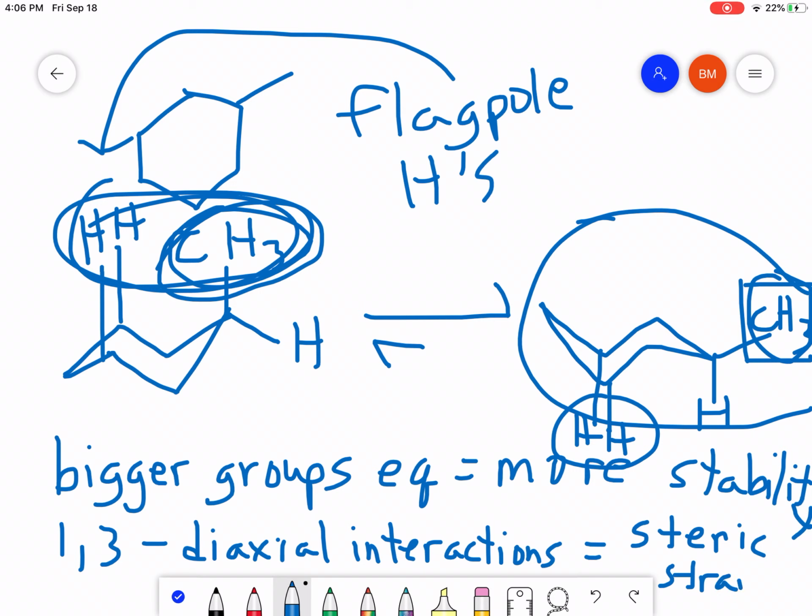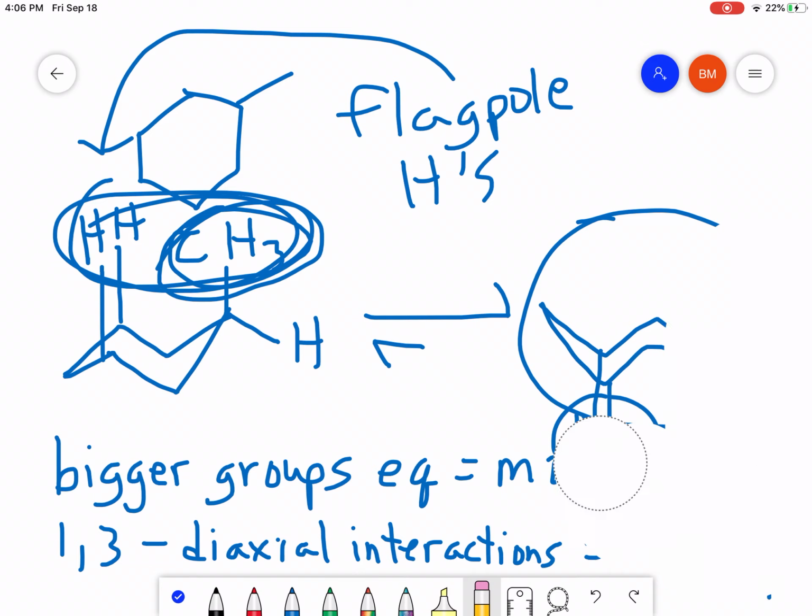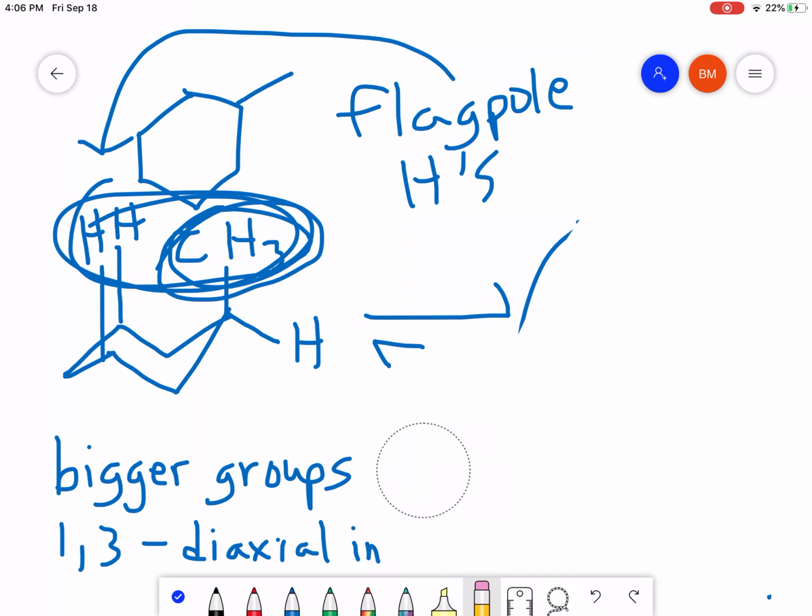Okay? So, whenever you're trying to figure out which chair structure is more stable, which one is more favored, it's always going to be the one that has your biggest groups off on equatorial bonds. Okay? Hopefully that makes sense. If not, please let me know, and I'll be happy to try to explain it further. All right?